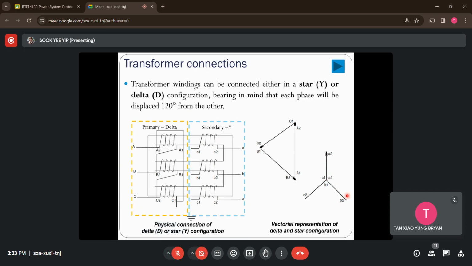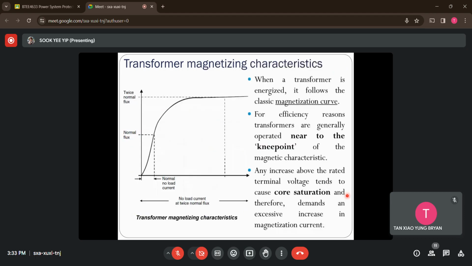Now whenever we're talking about the transformer, its operation will always follow the magnetization curve, which is the same as the instrument transformer that you have learned in chapter 3. What happens if a transformer is energized, which means that it's supplied with a voltage source? Its operation will follow the classic magnetization curve. So check out the figure at the left hand side here where we have a graph.